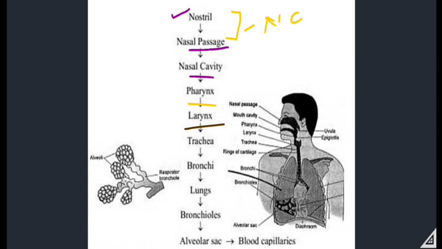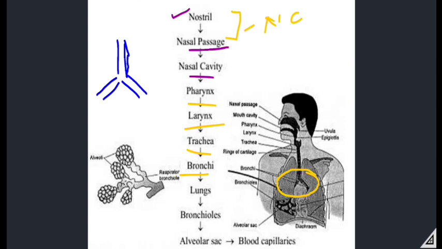After the nasal cavity is your pharynx, and after the pharynx is your larynx. These pharynx and larynx are very important structures because they are located just after your nasal cavity. Your nasal cavity is located above the pharynx and larynx, and these pharynx and larynx are your starting point for your windpipe. After your larynx comes your trachea. This is your actual windpipe, which in biological terms is known as the trachea.